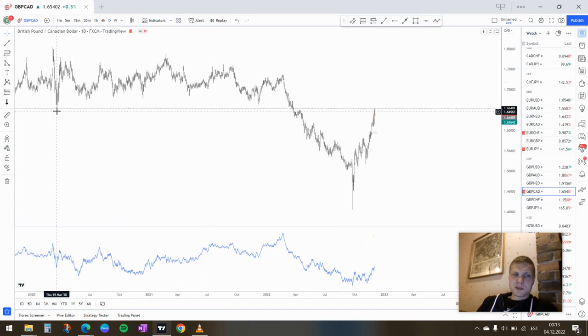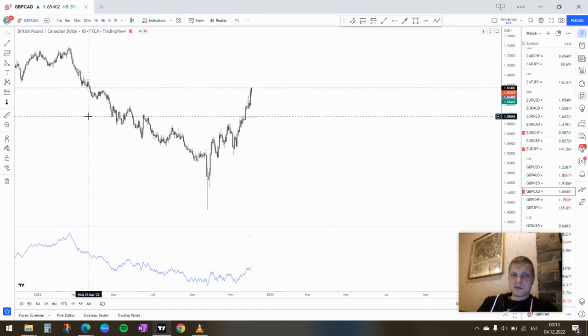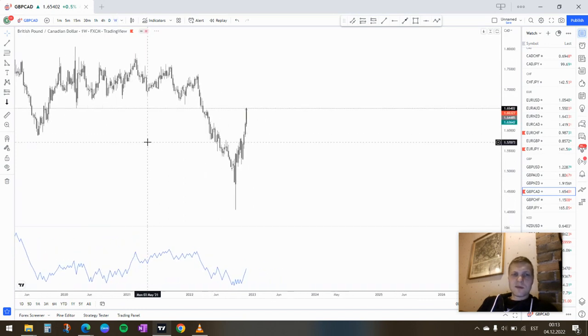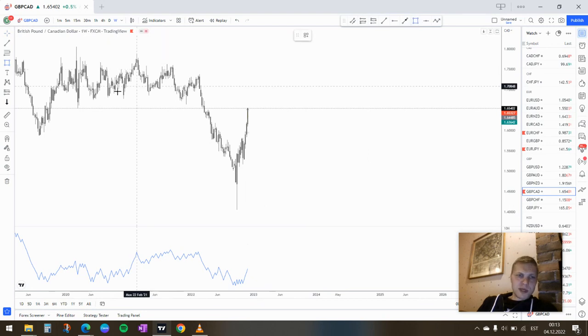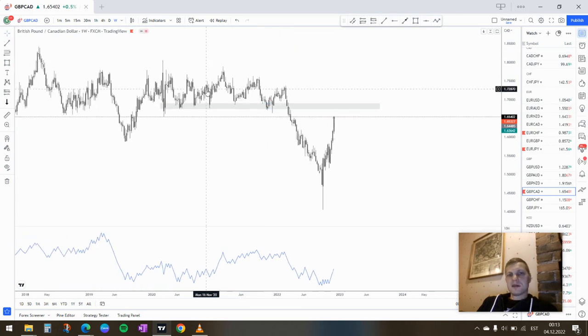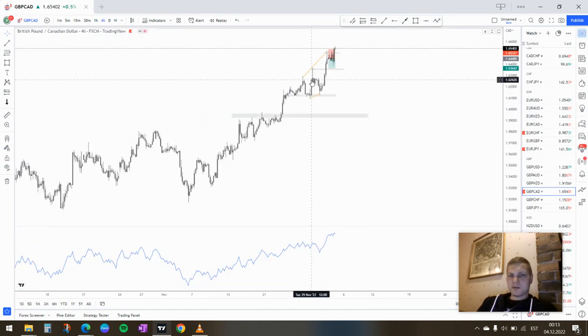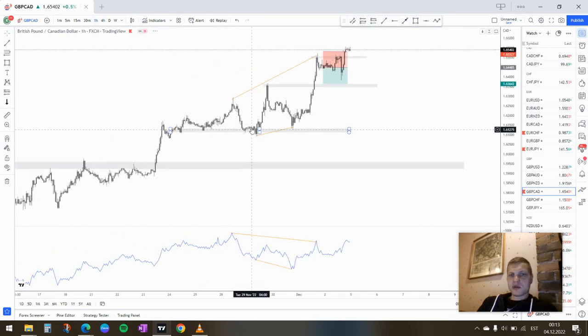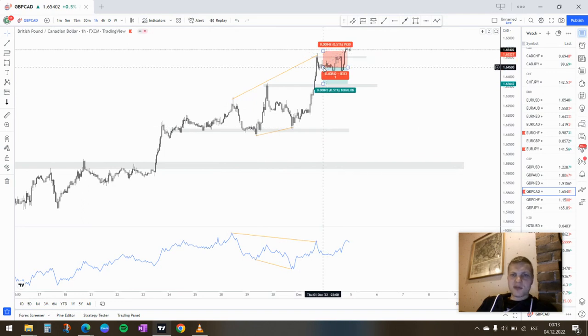Yeah, there's some kind of reaction here, but nothing too concrete. A better zone would be like this over here, so that's probably where price is gonna go. But yeah, this was a bad trade, a poor trading decision, because there's no zone to trade off from this entry.